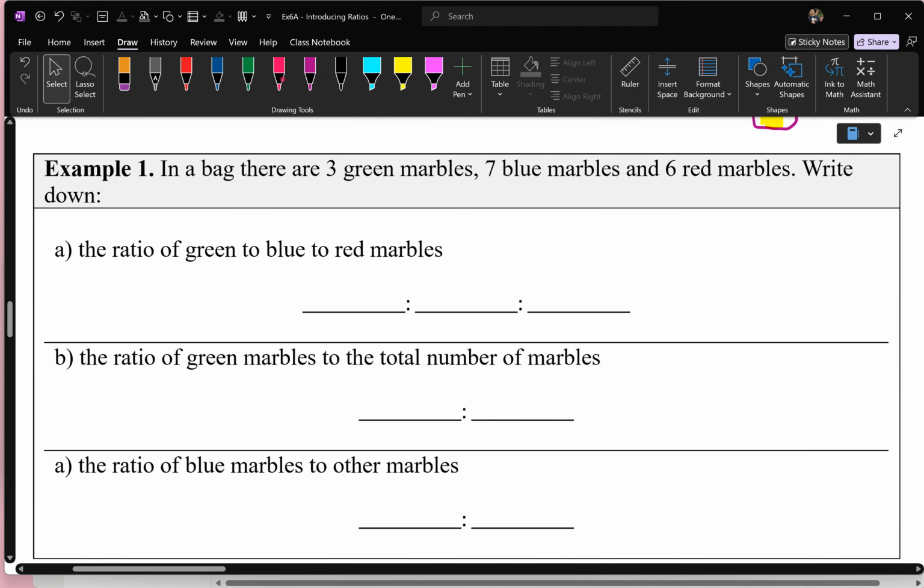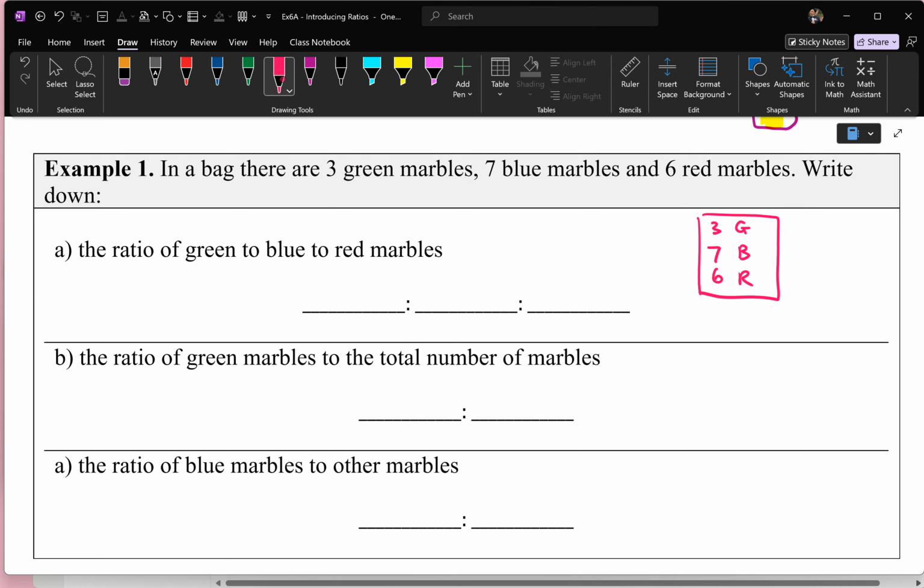Example 1: in a bag there are 3 green marbles, 7 blue marbles, and 6 red marbles. So a bag has 3 green, 7 blue, 6 red. Now, write the ratio of green to blue to red. It has to be in that order: green, blue, then red. So that means it's 3 to 7 to 6.